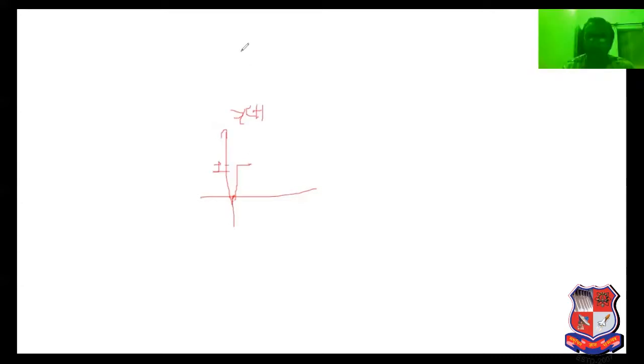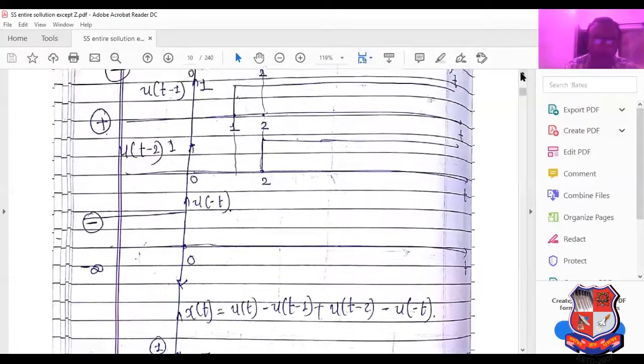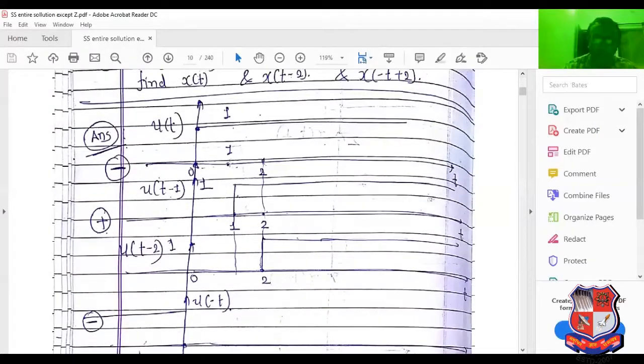See this. Now see this. At 1 amplitude is 0, between 1 to 2. How it is that between 1 to 2 amplitude is 0, that I will explain. See this here, between 1 to 2 amplitude is 1. Here also between 1 to 2 amplitude is 1.